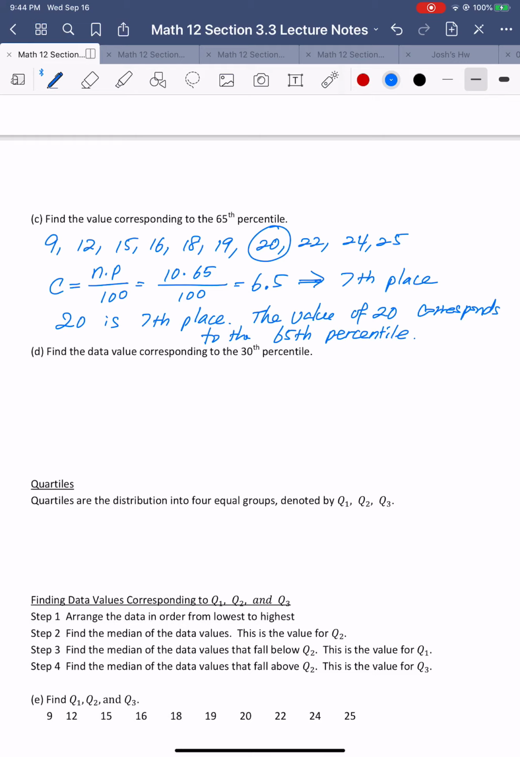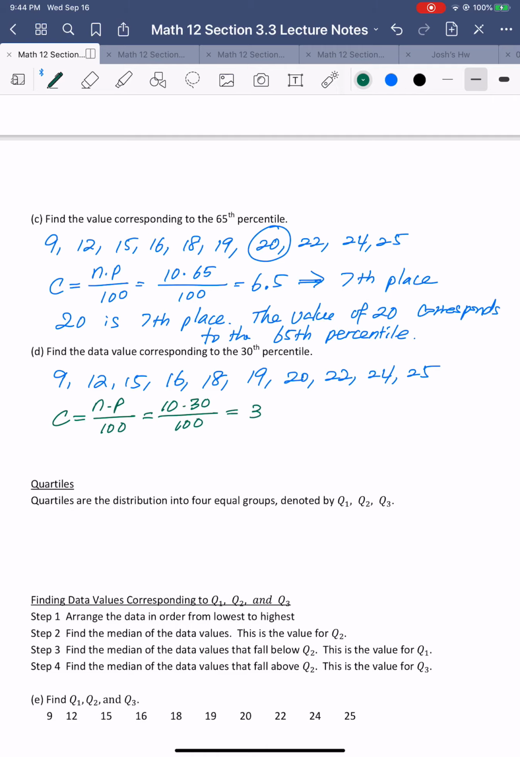Alright, D. Find the data value corresponding to the 30th percentile. So from the data 9, 12, 15, 16, 18, 19, 20, 22, 24, 25. I'm looking for what value is in the 30th place. So C equals n times P over 100. n is 10 values and the percentile is 30, over 100. So it gives us 3.